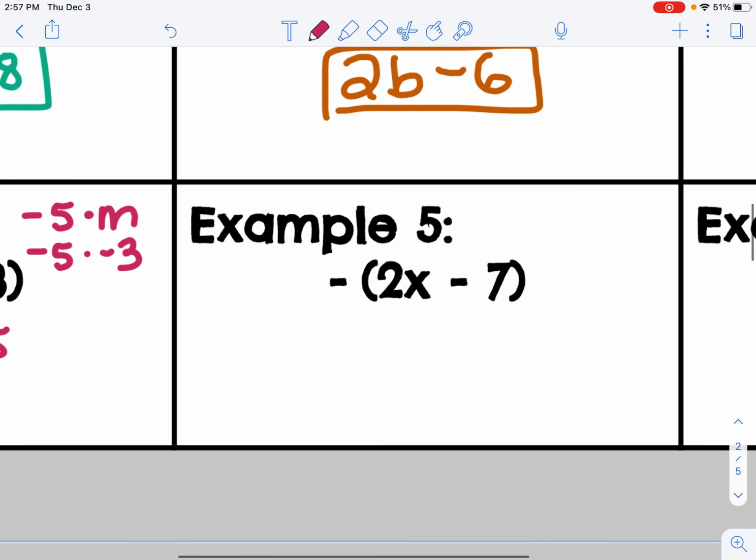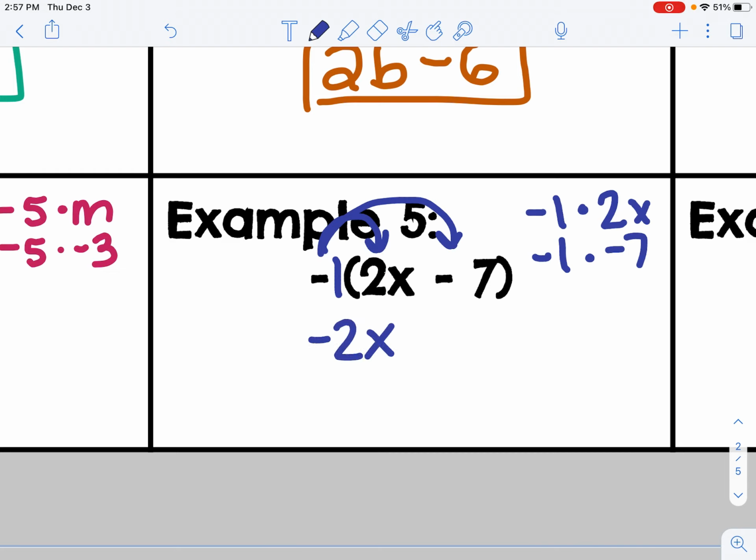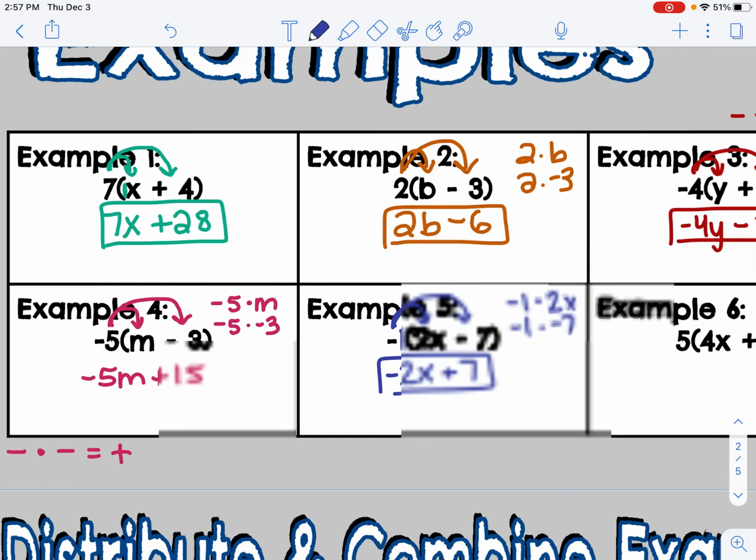Example number 5. Now this number in front of the parentheses, we don't really see one, we just see this negative sign. But if you see just a negative sign there, that is understood to be a negative 1. So we're actually going to distribute negative 1 to everything in the parentheses, and that means multiply to everything in the parentheses. So do negative 1 times 2x, and then we're going to do negative 1 times negative 7. Negative 1 times 2x is negative 2x. Negative 1 times negative 7 is positive 7. Again, that negative times a negative is going to be a positive number.